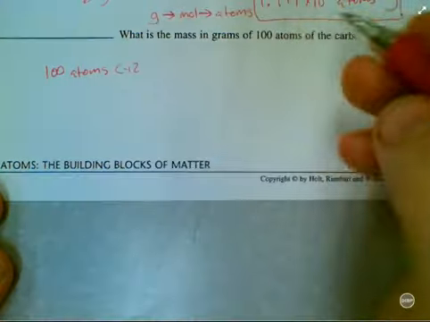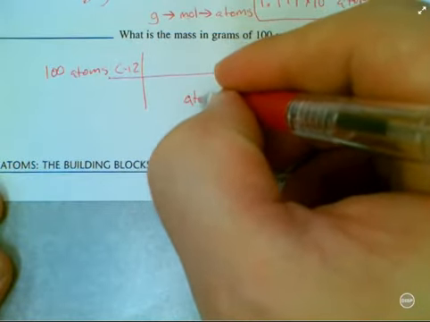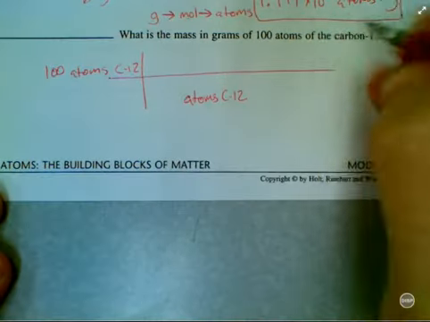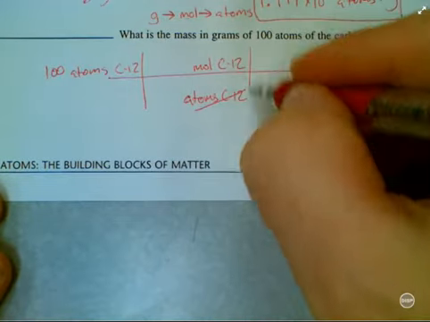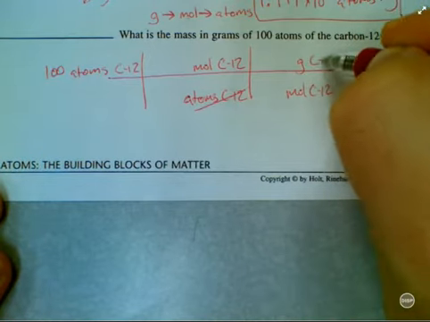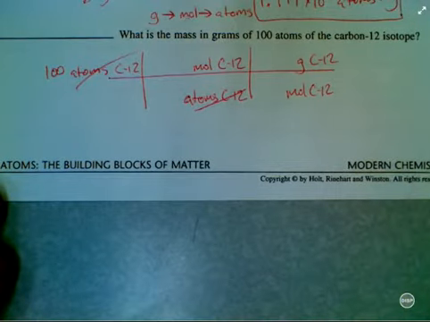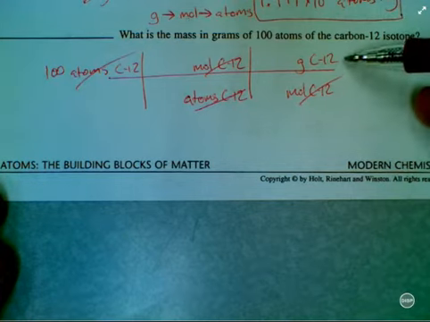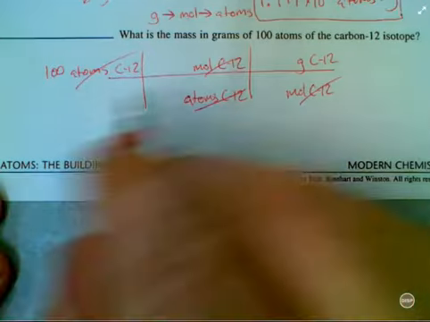So we're going 100 atoms, carbon-12. We can convert from atoms of carbon-12 into moles of carbon-12. Then from moles of carbon-12 into grams of carbon-12. All right, and it looks like both of those atoms will cancel. Both of those moles will cancel. And my answer will be in terms of grams, like the question asked for. So let's plug these in.